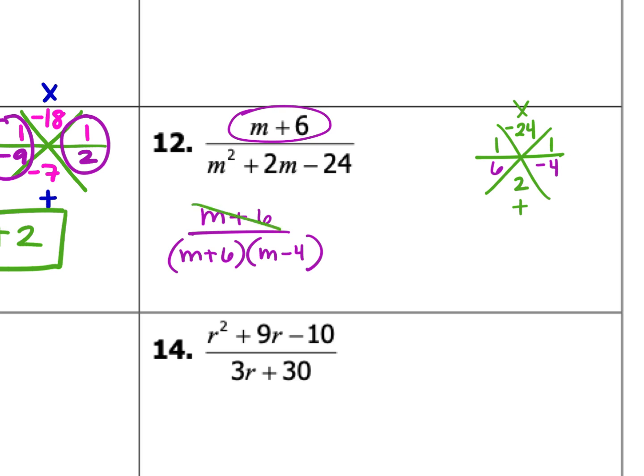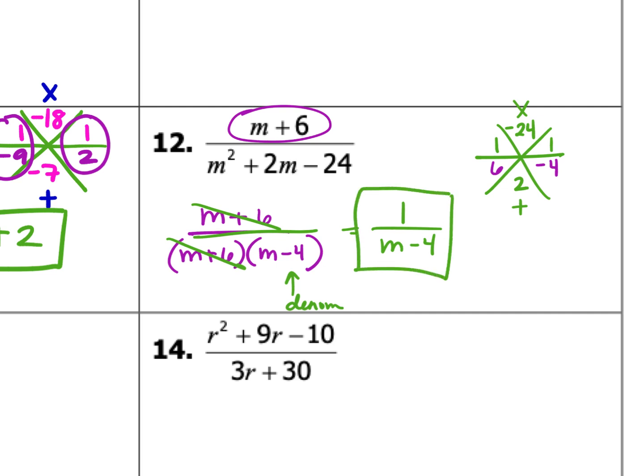So n plus 6 over n plus 6 is 1. Notice again, this is a denominator, so it's got to stay a denominator, n minus 4, which means we need to put a 1 up top for dividing our n plus 6's. So this is your simplified form.